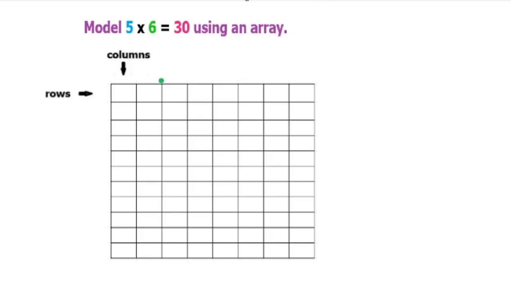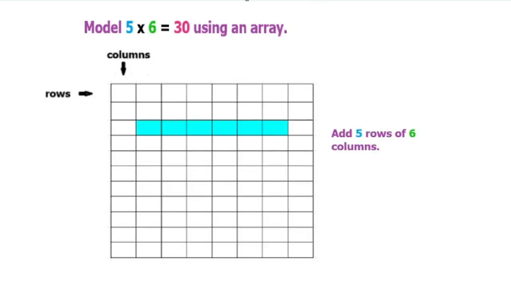And on this grid, these are known as the columns and these are known as the rows. And what we need to do is add 5 rows of 6 columns. So we're going to need 5 rows and 6 columns. So let's start filling it in. So our first row has 6 columns. 1, 2, 3, 4, 5, 6. And we just continue doing that 5 times.